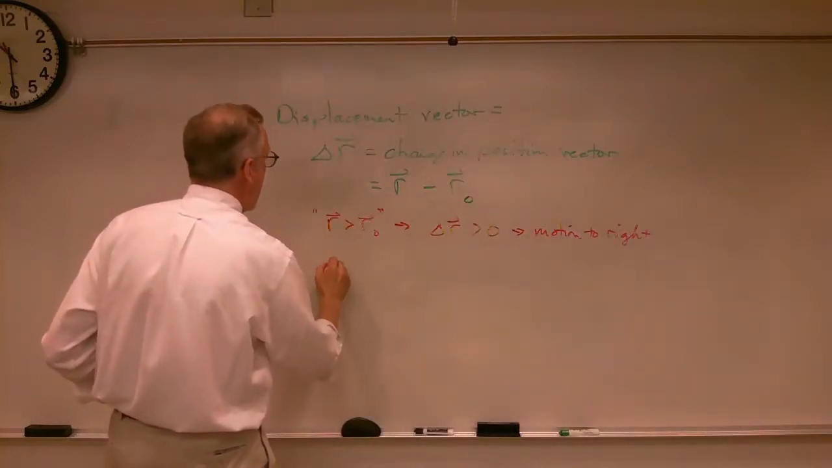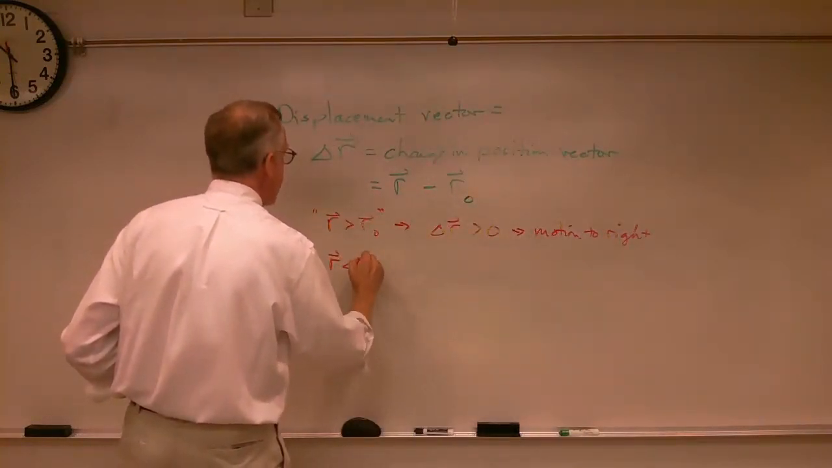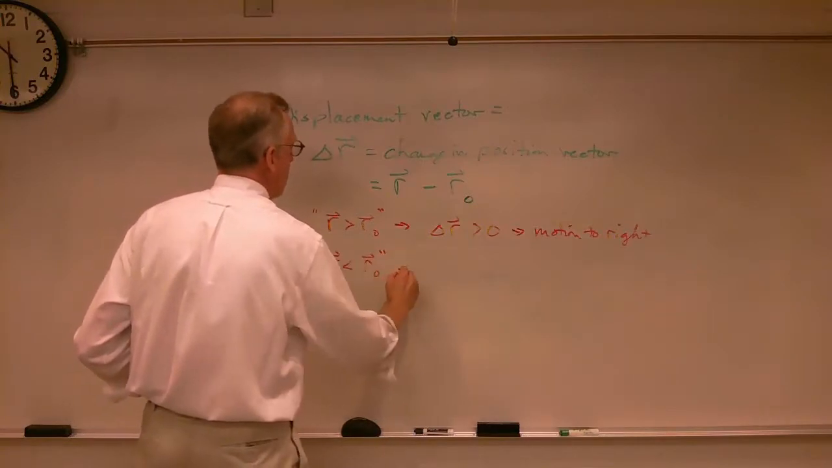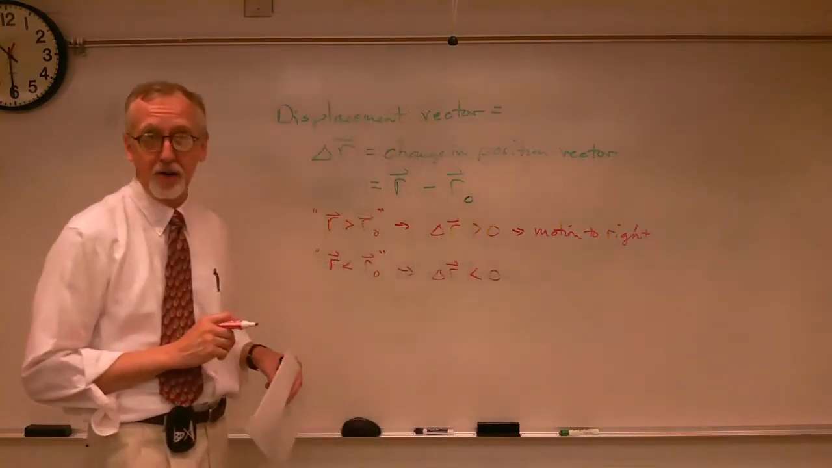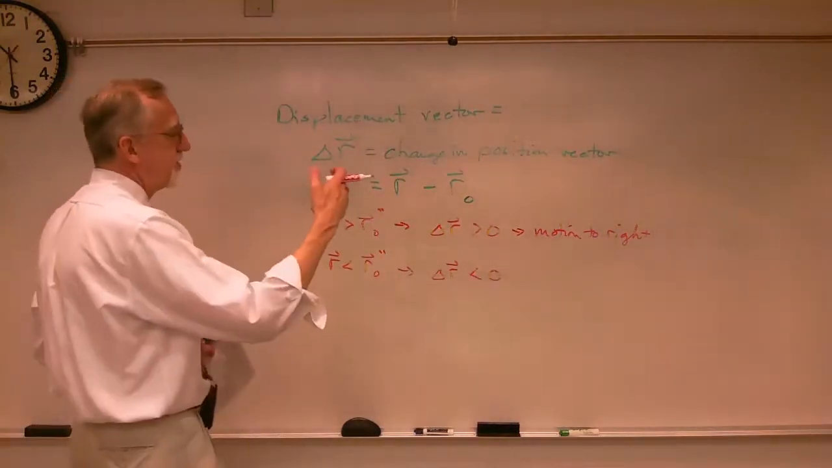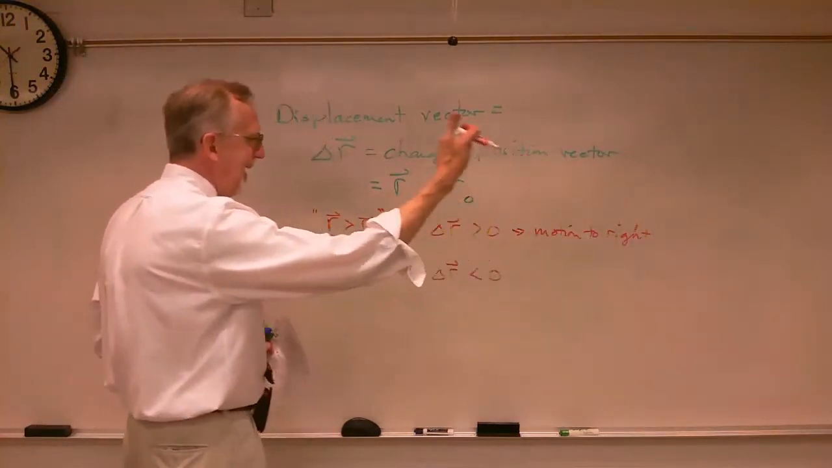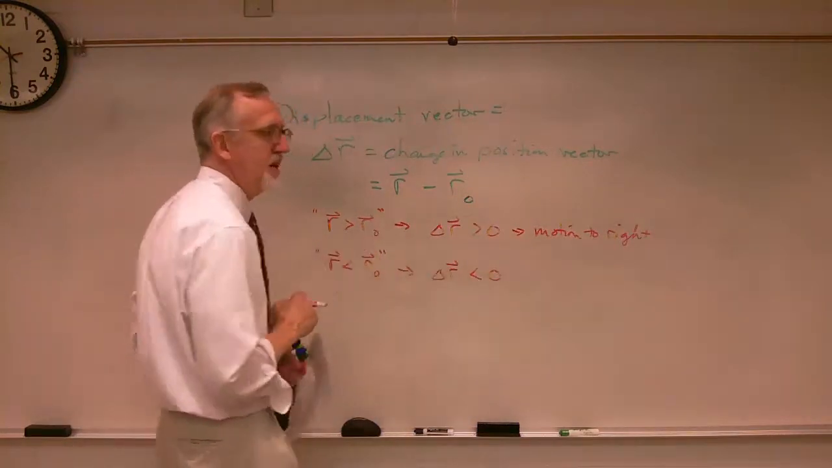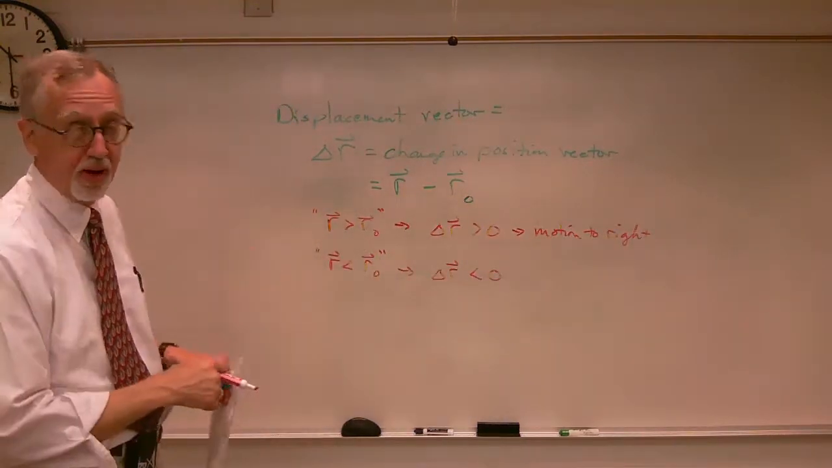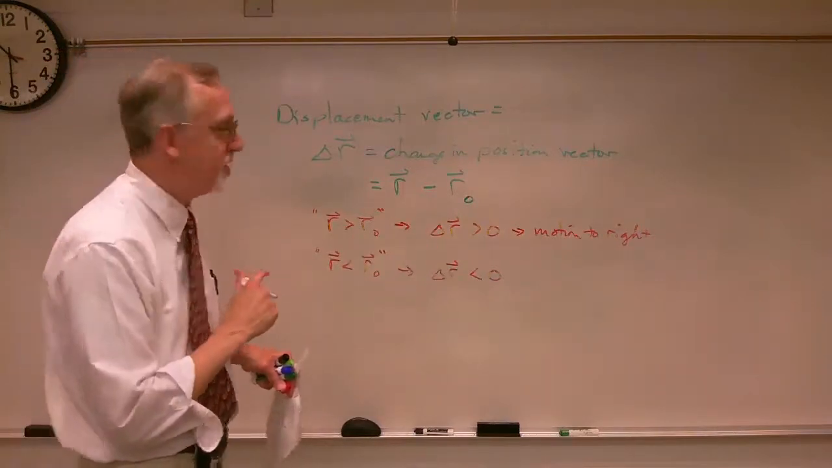What if r is less than r naught, so to speak? Well, what do we get in that case? Delta r is going to be less than 0. In other words, we're starting out somewhere further to the right, ending up somewhere to the left. What do we have? We're going to end up with a negative displacement, some negative number times x hat. We've got motion to the left.